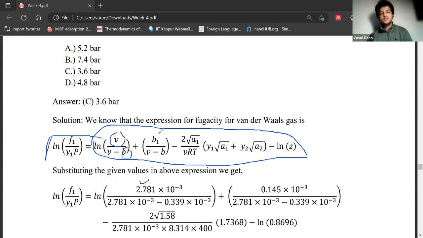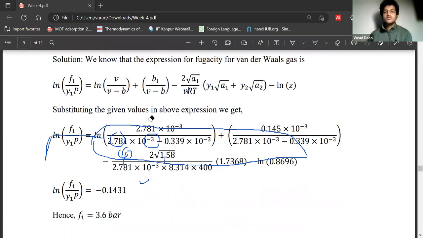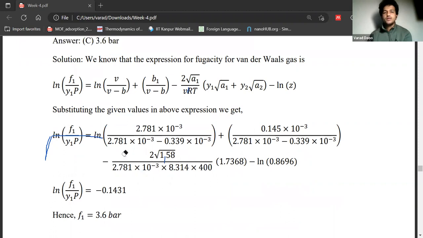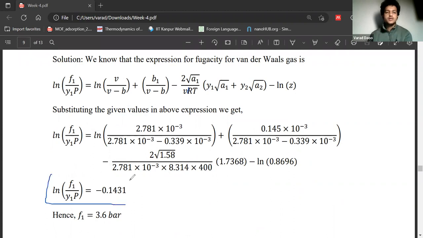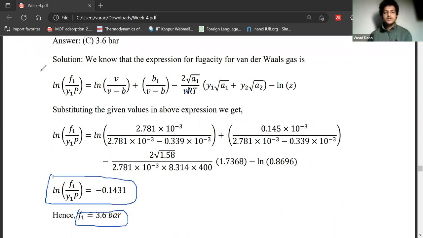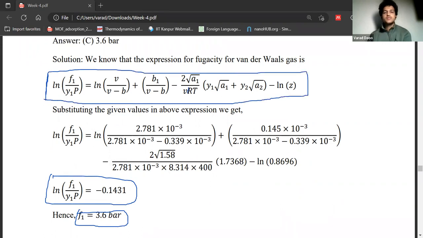B is given, B1 is given. So B will be B1 mix. So it will be b minus b, b minus b, right? So we just put in. Here we are calculating the component one, so this will be b1. This will be b1. You just put in the known values, and then you'll be able to get the fugacity. The expression is this, and fugacity is this. What is important for you to get is this expression, right?